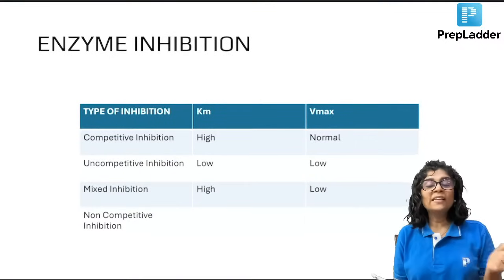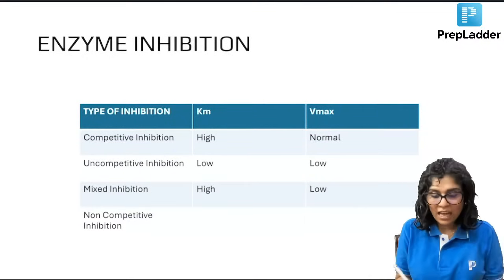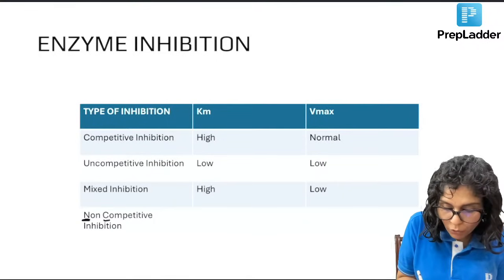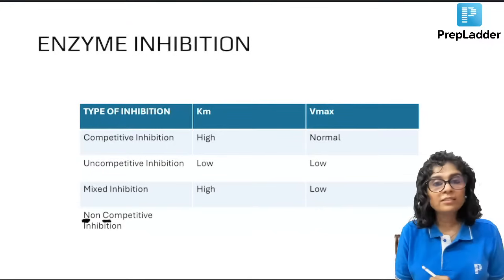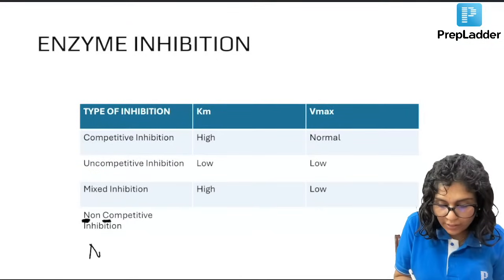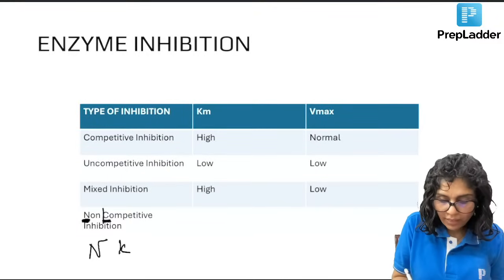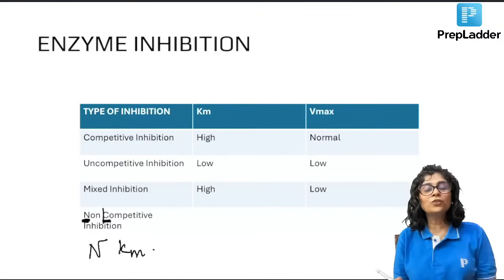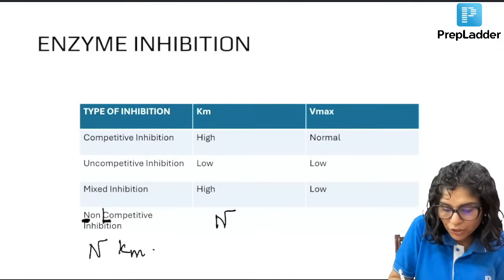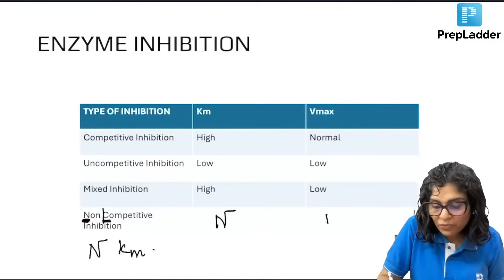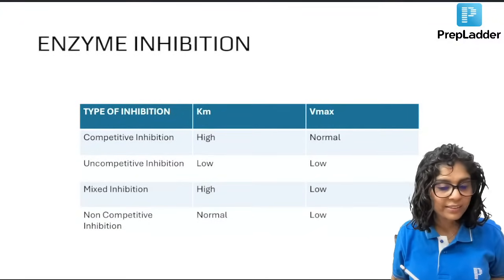Okay. Now, a special type of mixed inhibitor is non-competitive inhibitor. How are we going to remember about non-competitive inhibitor? Just remember the first two letters. The first two letters tell you that there is normal Km. In non-competitive inhibition, Km is normal. Do you understand this? In non-competitive inhibition, Km is normal, but Vmax is low. Are you clear about this? I hope it's all clear to everybody.